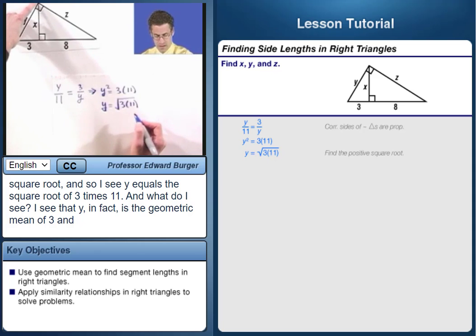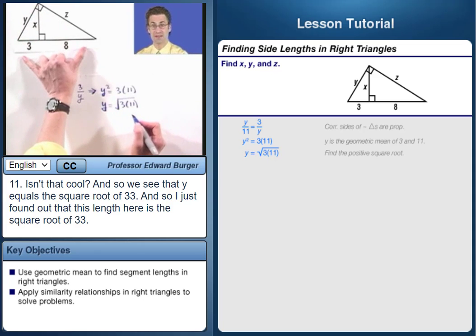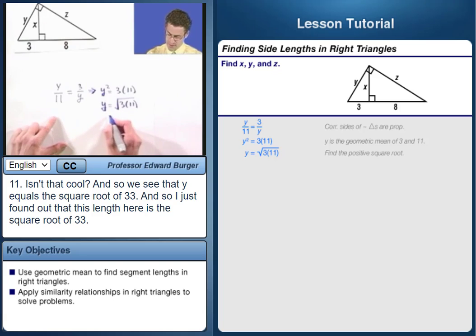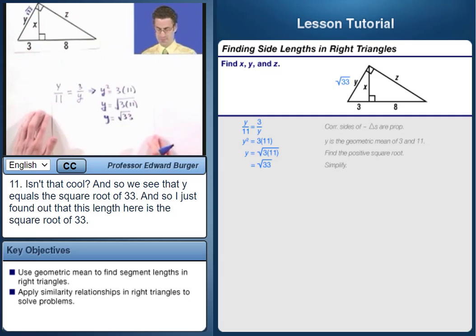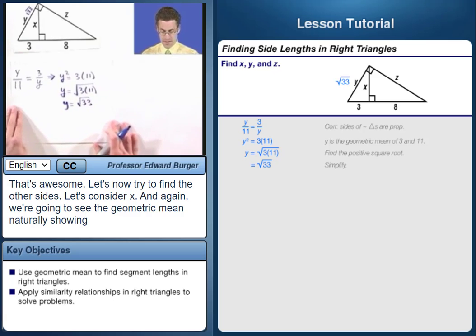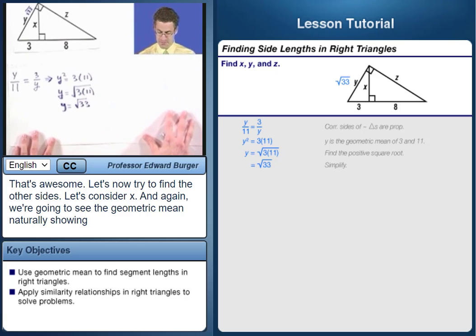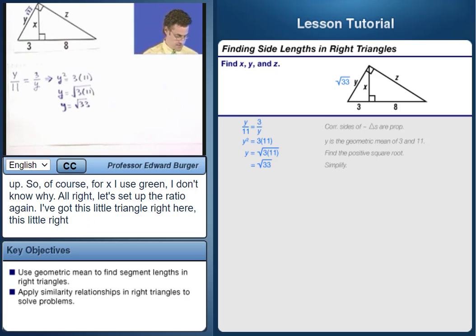So let's consider x. And again, we're going to see the geometric mean naturally showing up. So of course for x I use green. I don't know why. All right, so let's set up the ratio again. I've got this little right triangle right here, and I'm going to compare it to this triangle right here. We know they're similar, so ratios of corresponding parts are going to be equal. We can set up a proportion.